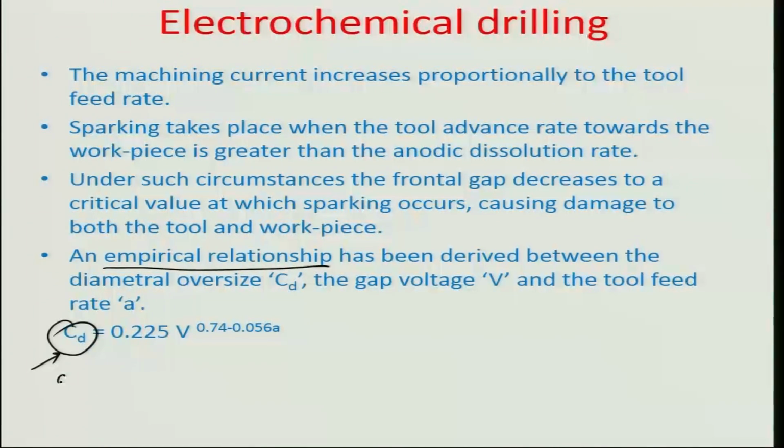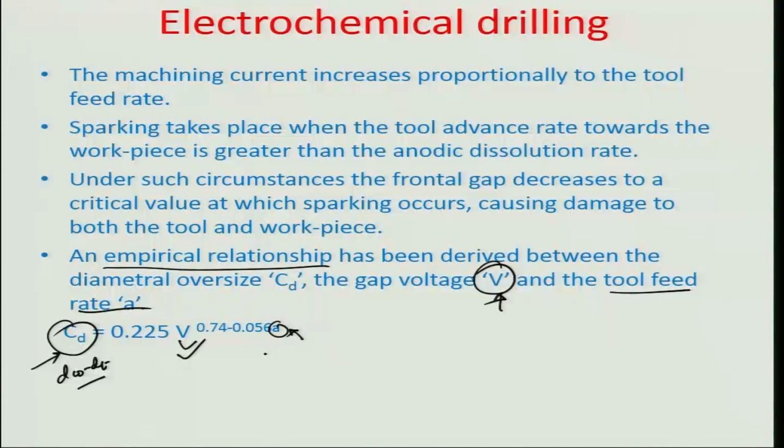So there is an empirical relation obtained by researchers which has been able to correlate this diametral gap dW minus dt, as I had shown earlier, with respect to the total voltage which is being applied. So this is the electrochemical voltage that is being applied, and the tool feed rate A at which the process may happen.